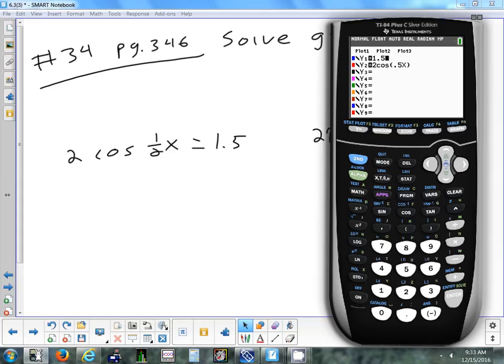Okay, now I know this one is going to have a different amplitude than the last one. What's the amplitude of 2 cosine 1/2 x? 2. So I could leave my window where it is, but I just don't like to have it right on the edge. Okay, so I'm going to put it negative 3 to 3.